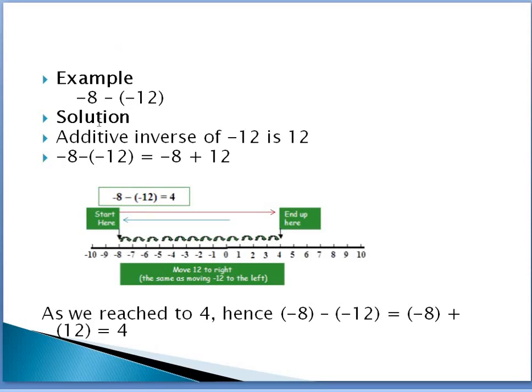Now, an example: subtract minus 8 minus of minus 12. You are subtracting minus 12 from minus 8. How to do it? This is subtraction, you can make it addition if you write, instead of minus 12, the additive inverse of minus 12. The additive inverse of minus 12 is 12. So minus 8 plus 12. Minus 8 plus 12 means first you go 8 to the left and then 12 to the right, and you arrive at 4. So the answer of minus 8 minus of minus 12 is 4.